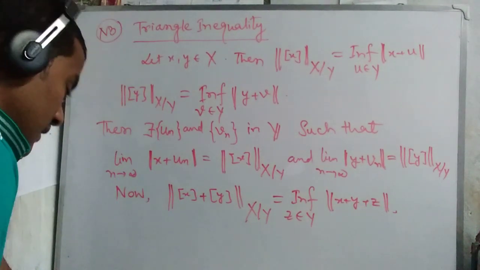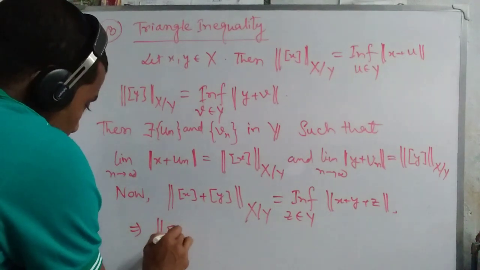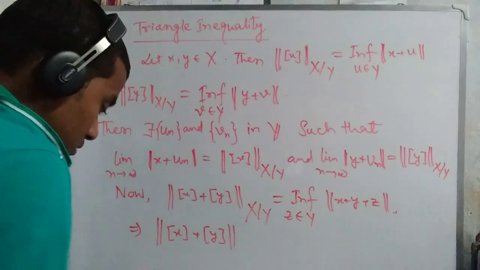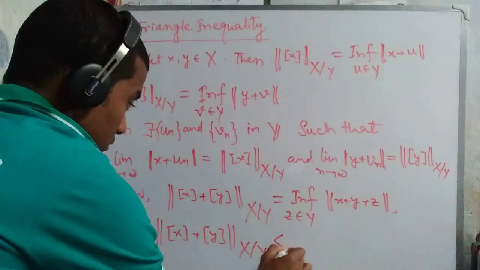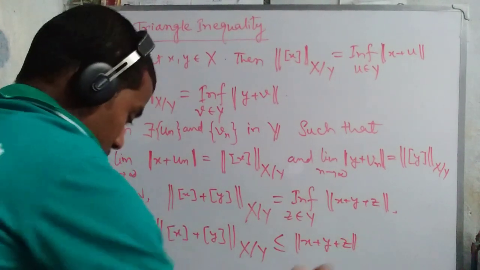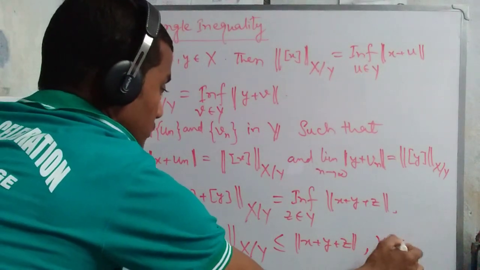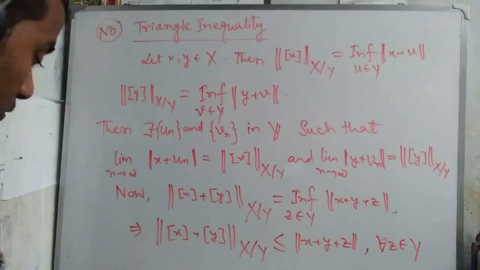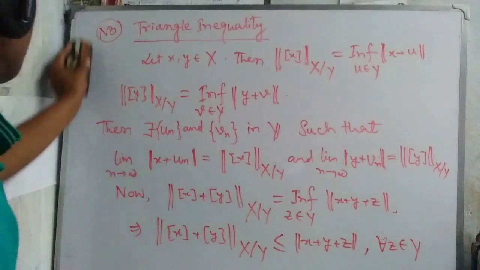Okay, and this implies norm of x plus y quotient y less than equal to mod of x plus y plus z. Okay, for all z belongs to y. Okay, now we erase our portion and going to further discussion of that.